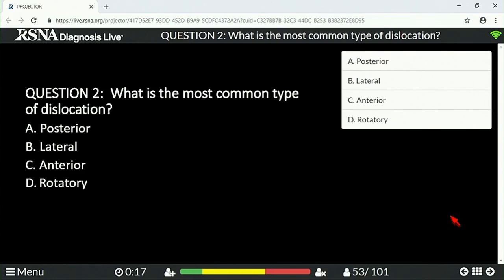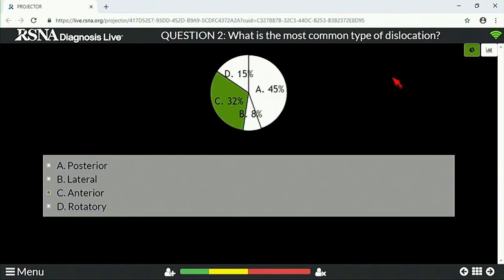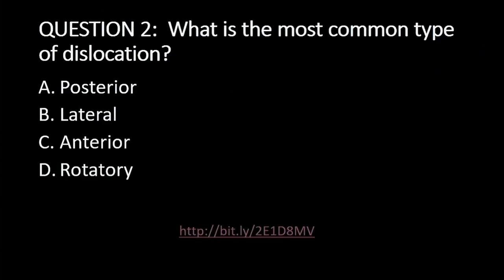And it's interesting, this question doesn't go as fast as the shoulder dislocation question. So the majority of you thought it was posterior, and the answer is actually anterior dislocation, and 32% of you got that.